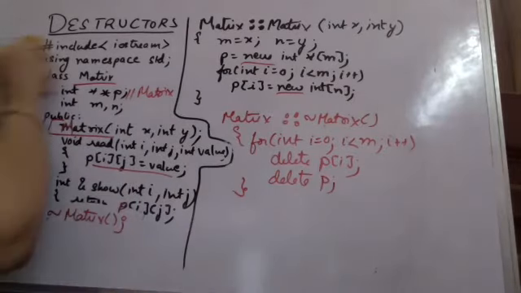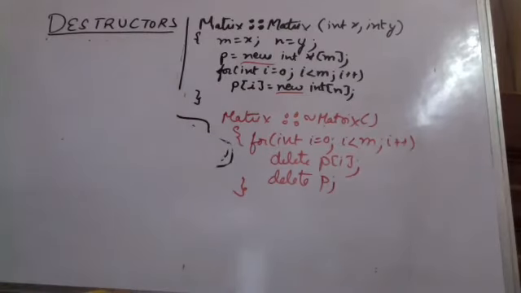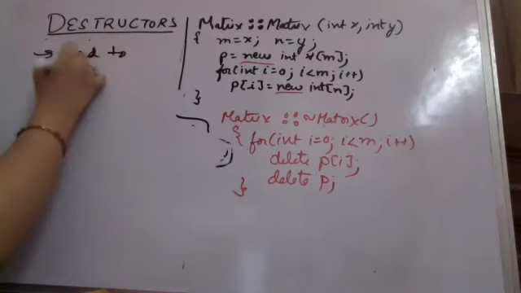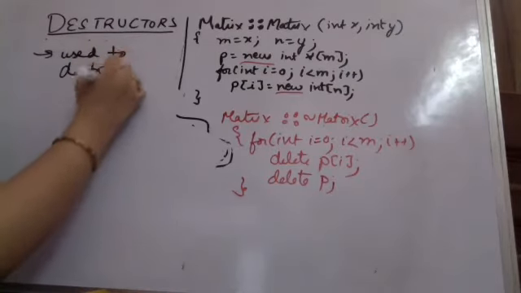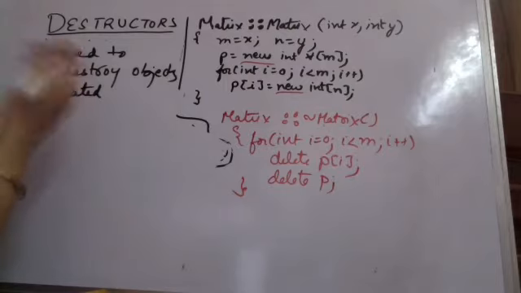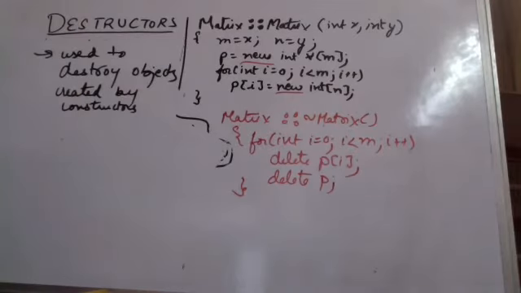Now let us properly define what destructors are and what their properties are. A destructor is used to destroy the objects created using the constructor. The concept of destructors is majorly used when we have dynamic memory being initialized and we want to free that particular memory. So whatever memory was created using constructors, we want to free that memory. That is what we are doing.